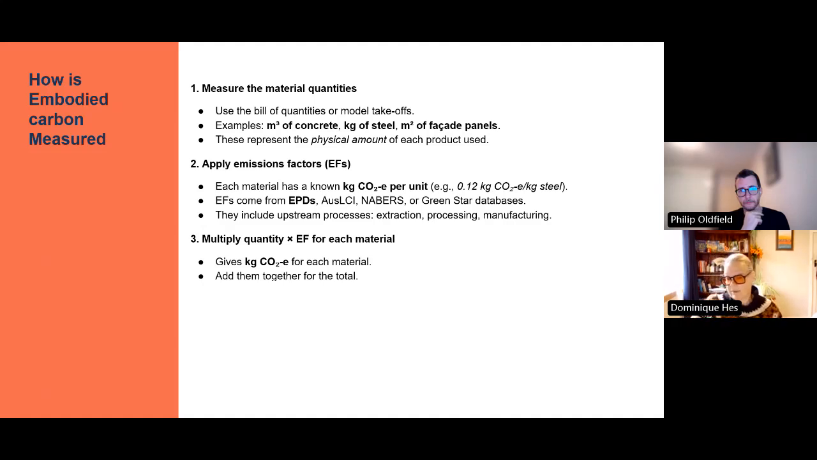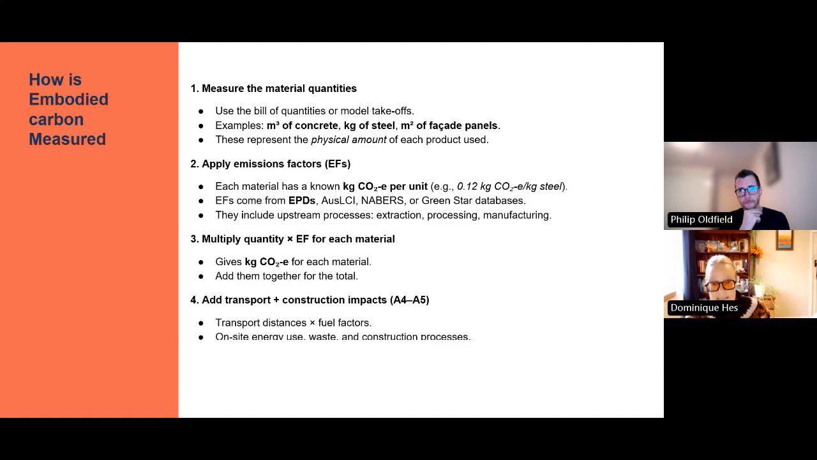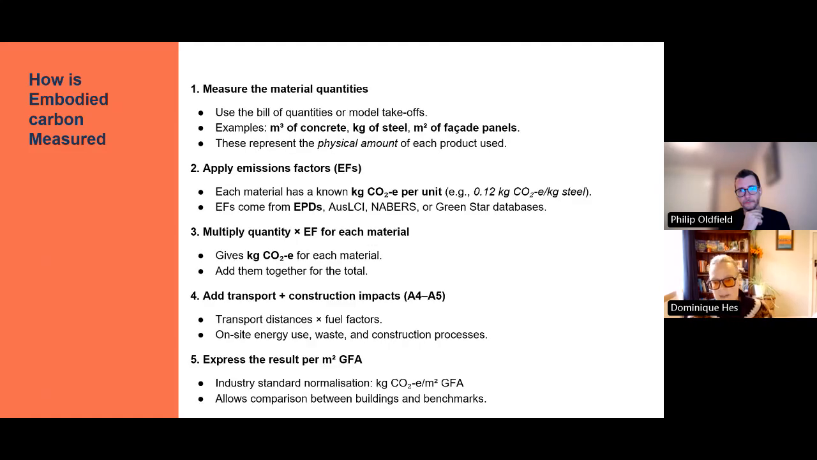Then you multiply one by the other. So you have a spreadsheet of materials, you've got the factors for those materials, and you multiply one by another. Then you add A4 and A5, which is your transport and your construction. And then that gives you your total CO2 per metre squared. You divide it by your gross floor area. Within the course, we do talk about how some databases work on gross floor area and some work on net floor area, so that's something to keep an eye out for.